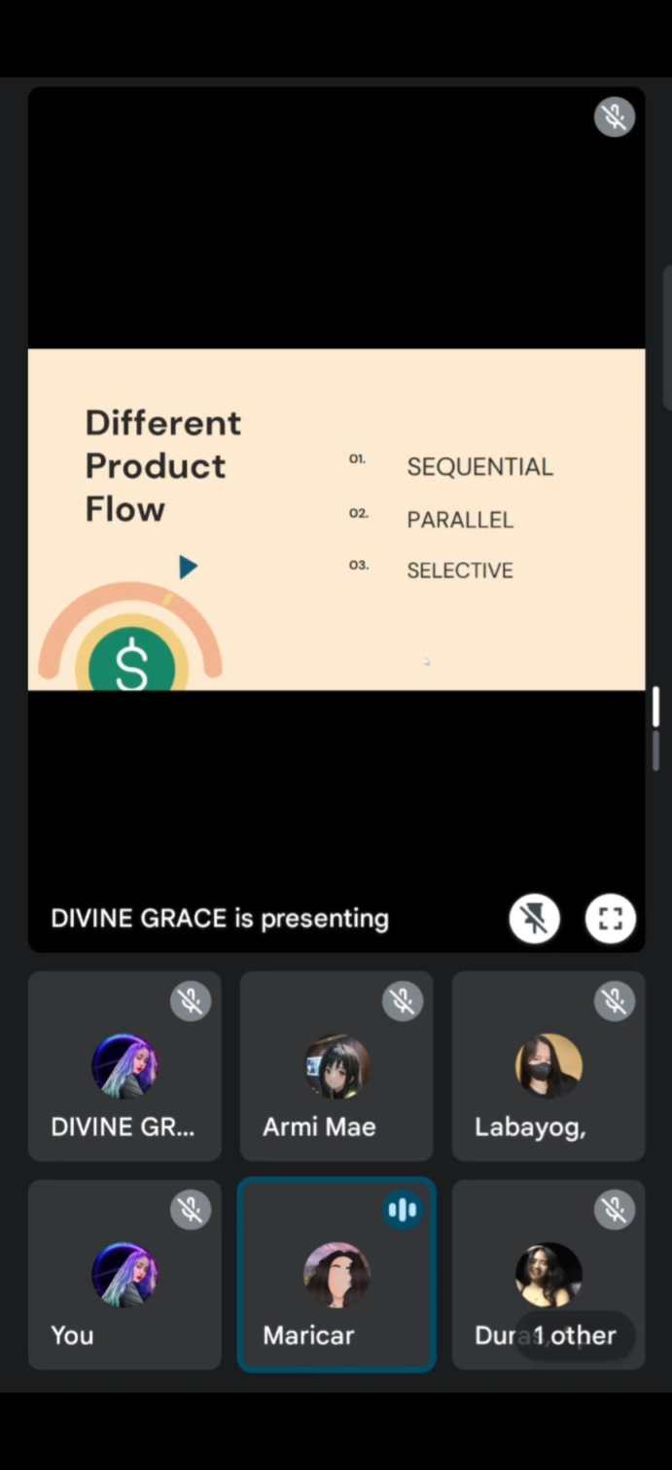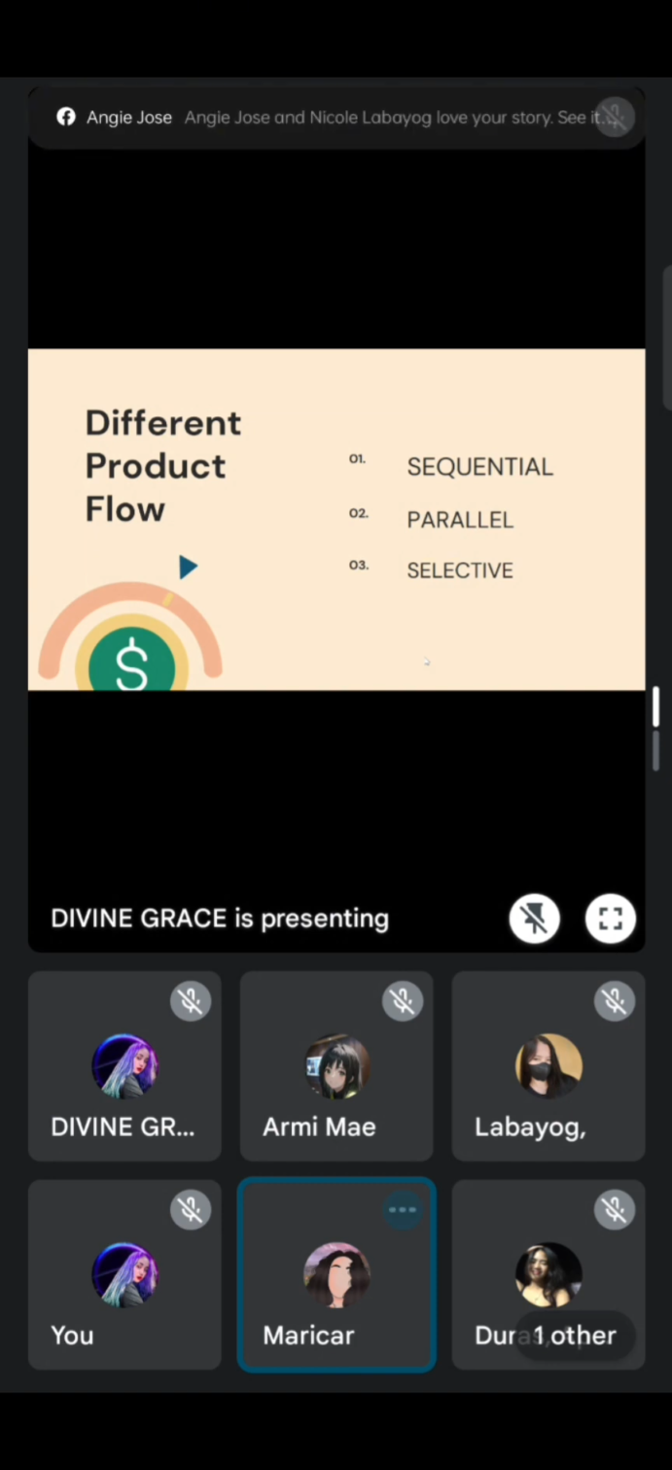Second, the parallel product flow. Multiple stages of production operate simultaneously. Different units might be at different stages of production at the same time. An example is developing a new product where different teams work on design, manufacturing, and marketing simultaneously to reduce time to market. Third, we have the selective flow.